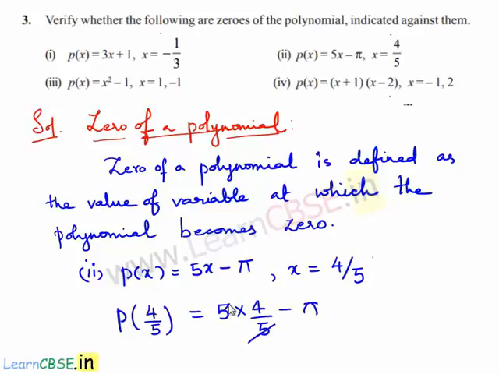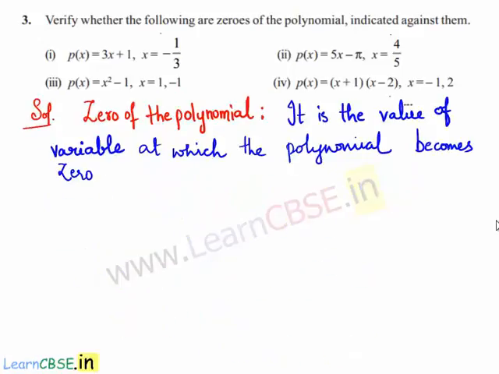5 and 5 get cancelled. We get 4 minus 22 by 7, because the value of pi is 22 by 7, which is not equal to 0. Therefore, we say that p of 4 by 5 is not equal to 0. Hence, x is equal to 4 by 5 is not a zero of the given polynomial.